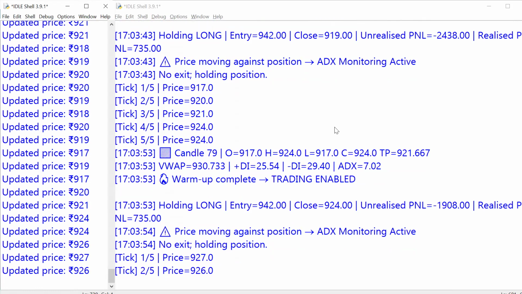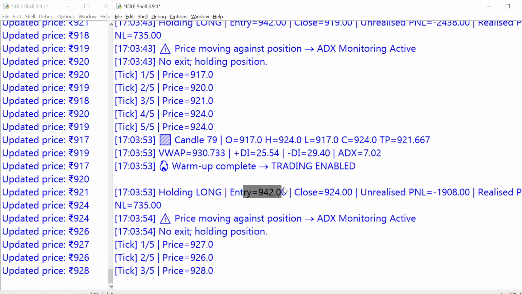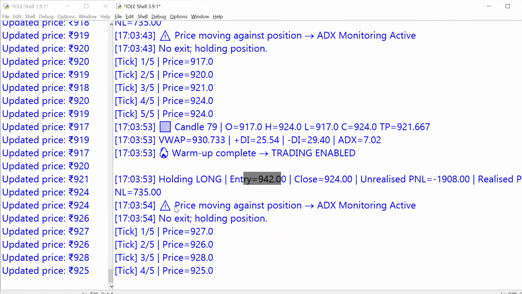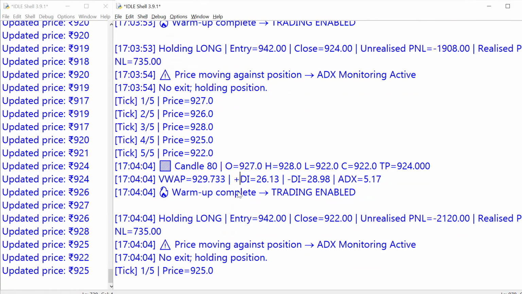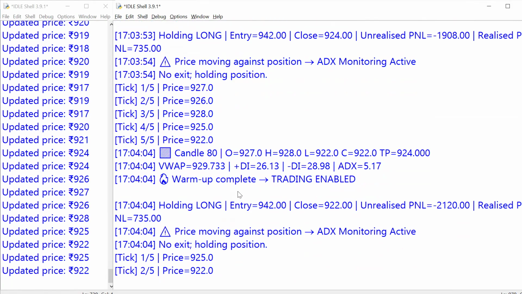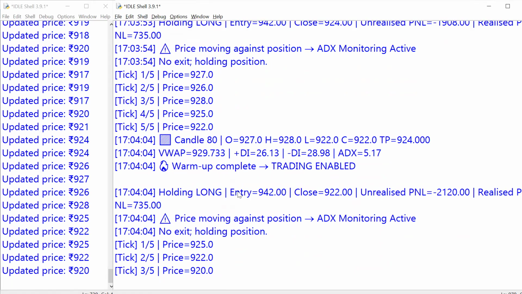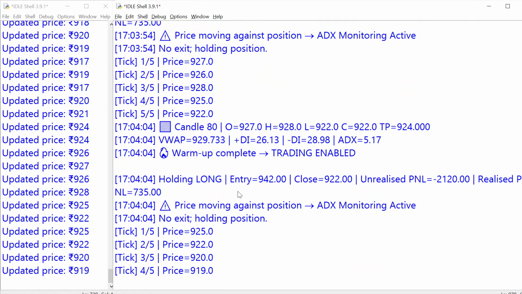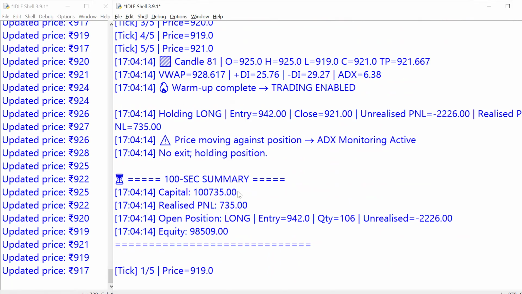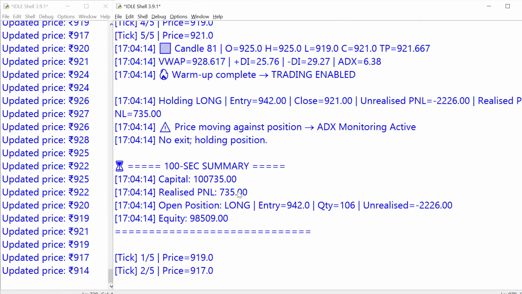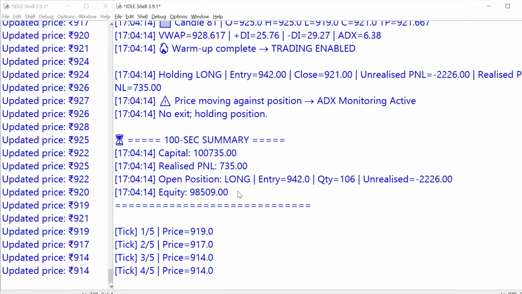See, we are very much against our price, but ADX is not ready to book the stop loss. ADX says, okay, I have not detected any change in the trend till now. So even if there's a 22-point loss, ADX says hold the position. Okay, now it's completely against us.